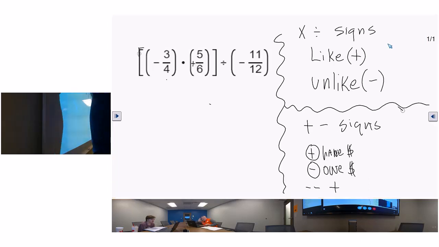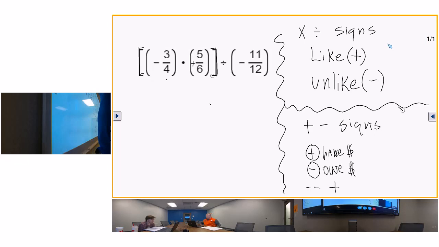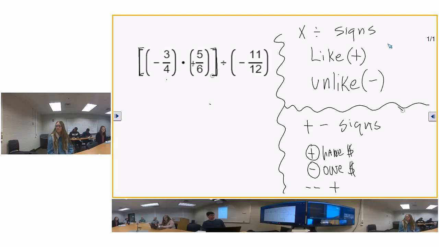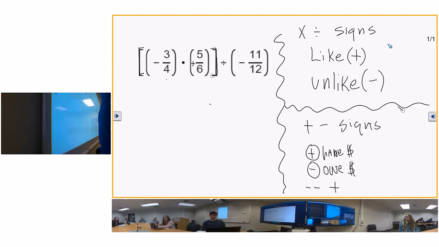Anything in these brackets, is there anything that can cancel? No. Did y'all understand that? Was that a yes or no? Okay. What about the 3 and the 6? Remember, we can cancel diagonally or we can cancel vertically. Can we cancel a 3 and a 6?